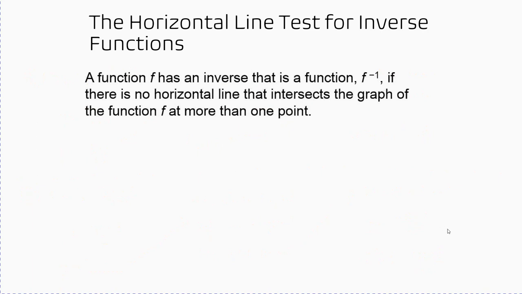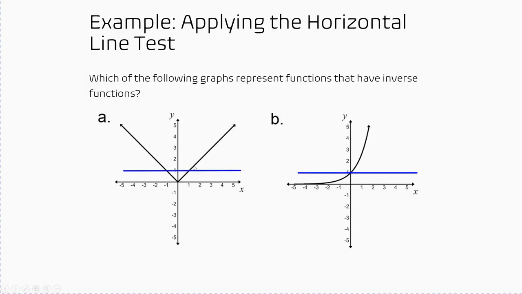So, the horizontal line test. A function f has an inverse function, that is f inverse of x, if there is no horizontal line that intersects the graph of the function f at more than one point. So I want to just show you here. If you look here, which of these functions represents a function with an inverse function? Do you notice here, boom, this horizontal line goes through twice. So there's no inverse function for the absolute value function right here.